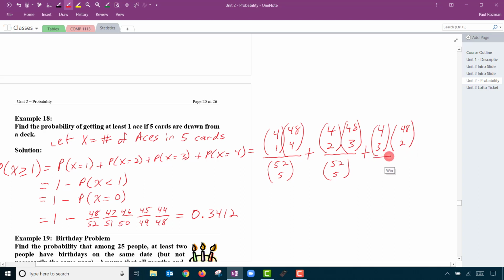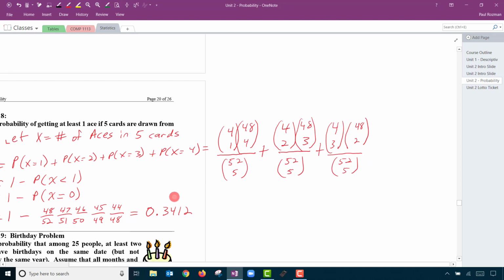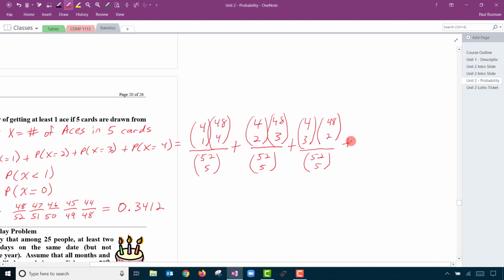So this next one is I need 3 aces and 2 non-aces. And then the last term there would be 4 choosing 4. I have 4 aces. I need to get all 4 of them. And then there are 48 other cards. I need to pick one of those. So after doing all these combination calculations, we would arrive at this.